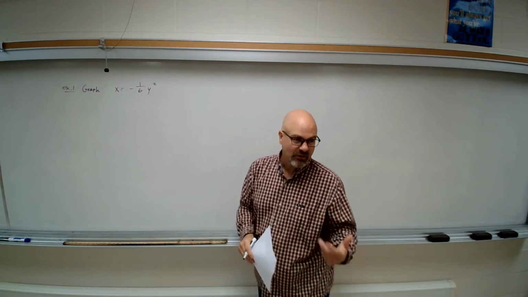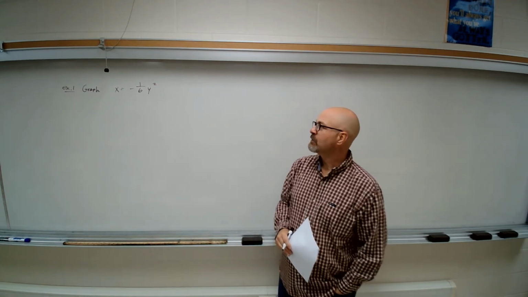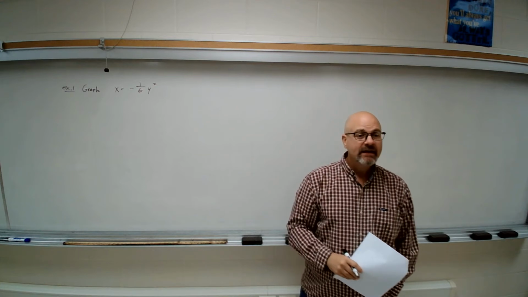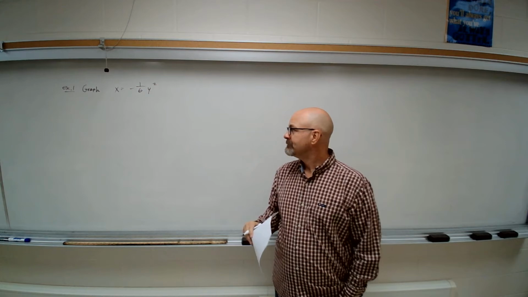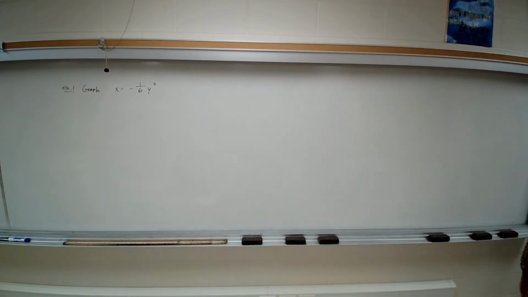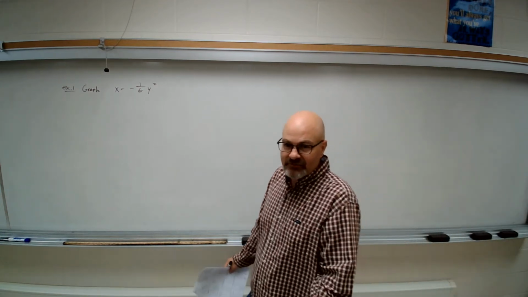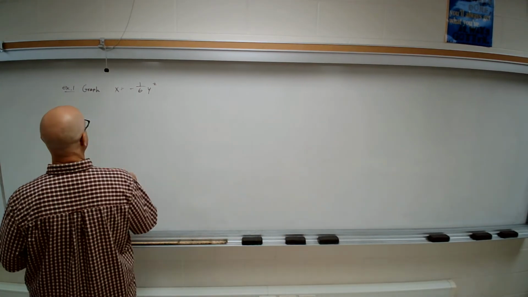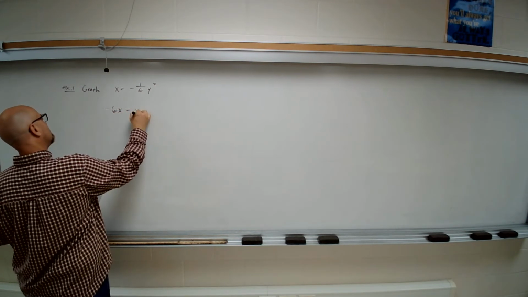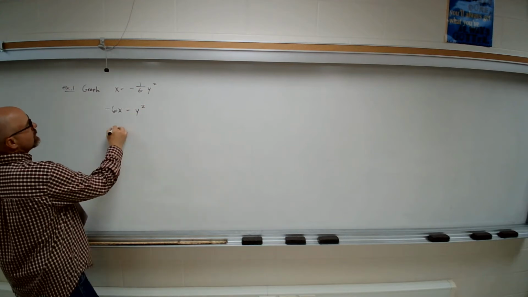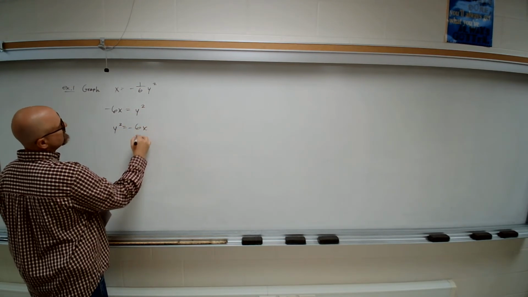Okay, so let's go ahead and actually graph one here. This is our first example, x equals -1/6 y squared. Now if you look back at your paper where we wrote those formulas, we want y squared by itself. So to do that, what I'm going to do is multiply both sides by -6. I like to multiply by the reciprocal. So we get -6x equals y squared, or we could say y squared equals -6x.